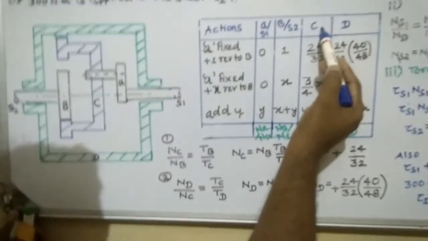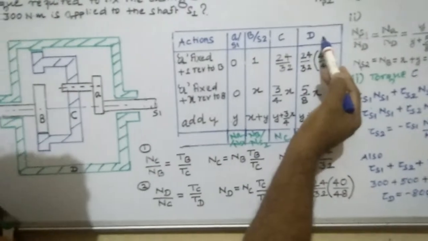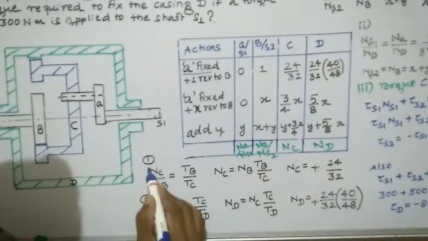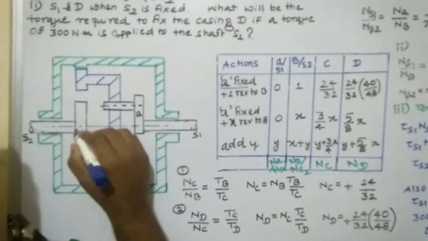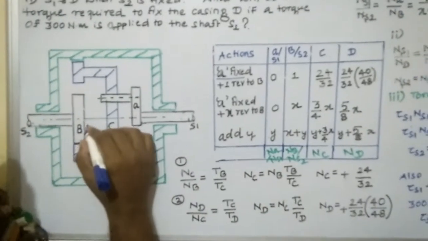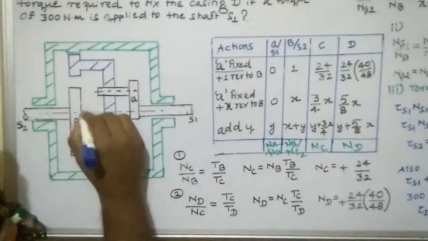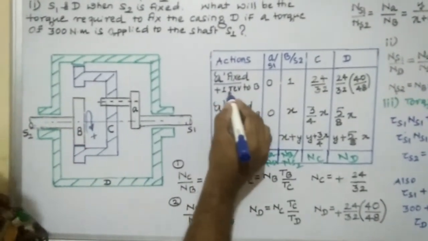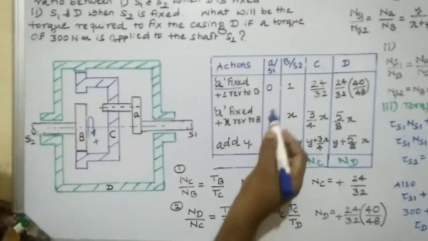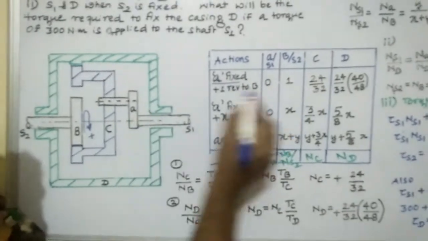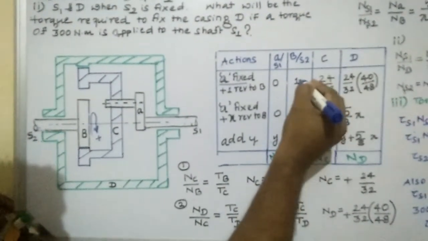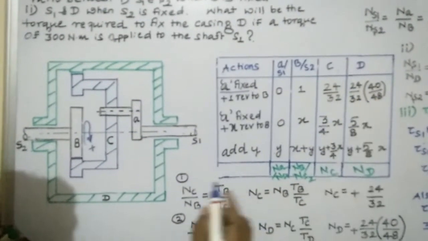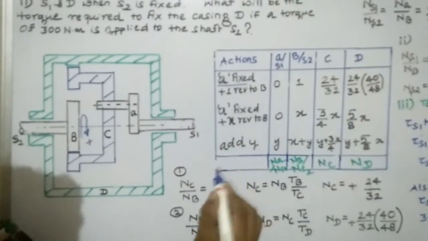Then I have taken gear C and gear D. As usual, you have to fix the arm A. A is fixed, and you have to give one revolution to B. I have given one revolution clockwise. If you consider that, clockwise is positive. I will take plus 1 as the positive direction. Arm is fixed, means it is 0. You have to give one revolution to gear B, that becomes 1. Then you have to find the speed of NC by the velocity ratio method.